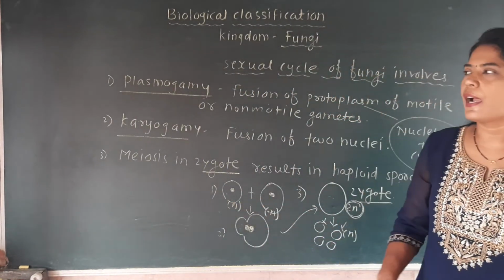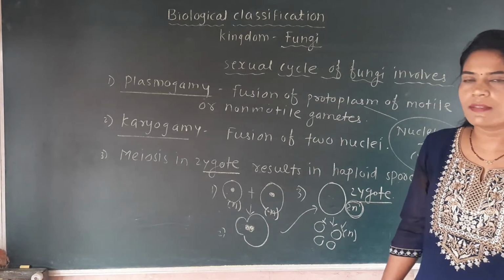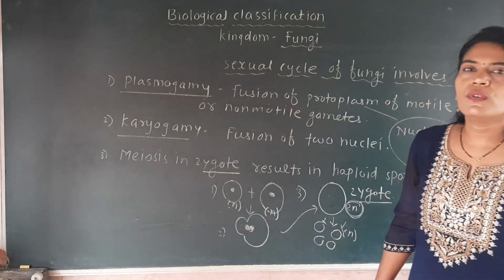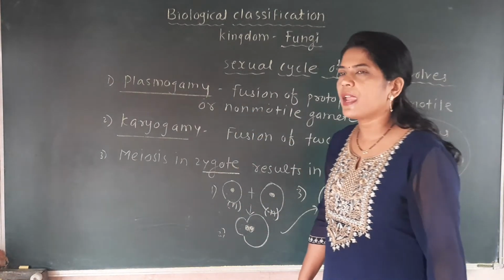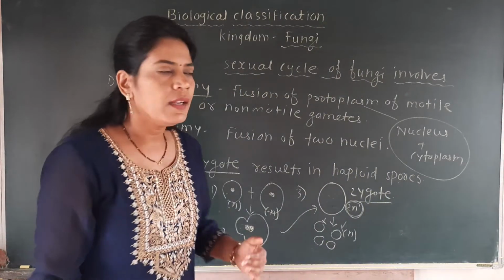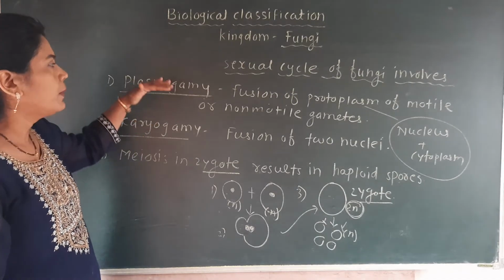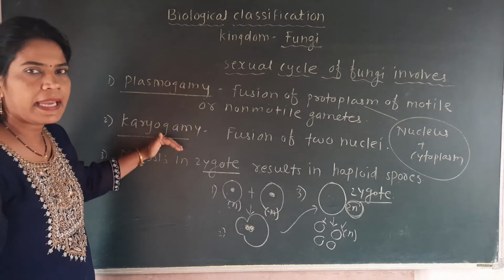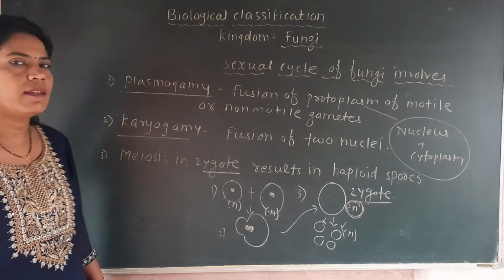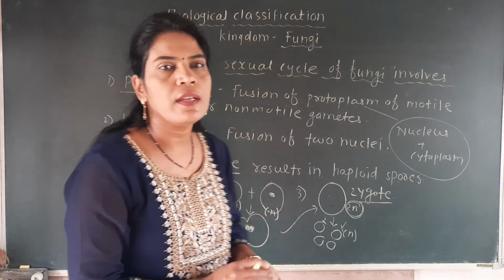In any fungi, sexual reproduction takes place by this method, and those are plasmogamy, karyogamy and meiosis. The sequence is not changed. It will not be meiosis first, then karyogamy, then plasmogamy. First is plasmogamy, second is karyogamy, and third is called meiosis. So it is a sexual cycle.